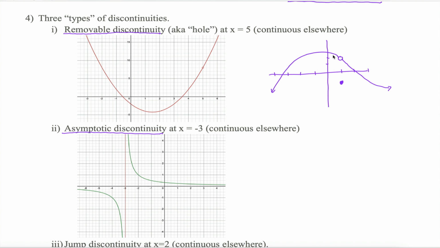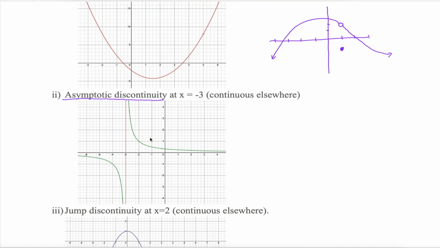Because again, you couldn't draw the entire thing without picking up your pencil. A hiker couldn't get from here to here without falling through the ice here and getting stuck in this crevasse. The asymptotic discontinuity that's shown in green here has kind of opposite behavior on either side of the vertical asymptote. That doesn't necessarily have to be the case.